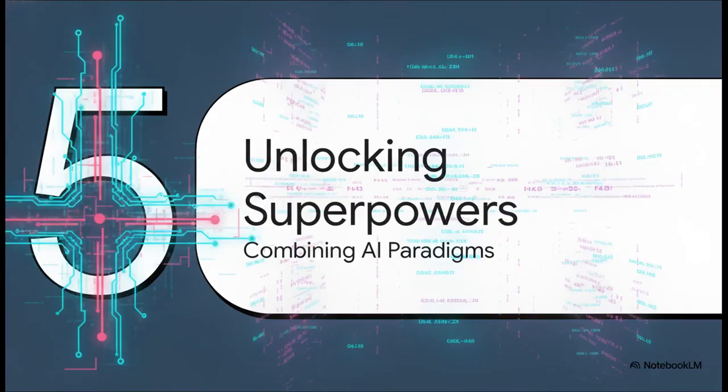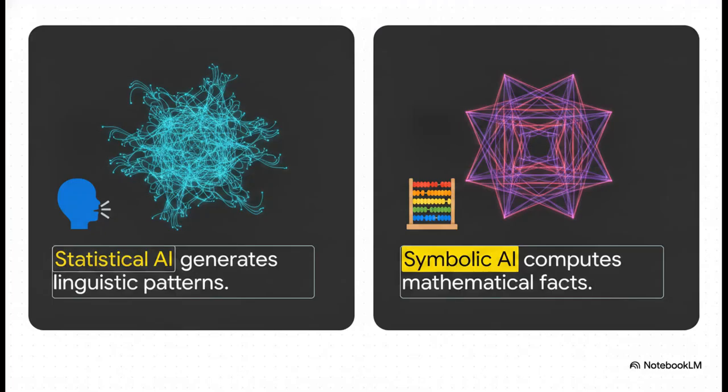Let's move on and see how this builds into Part 5, Unlocking Computational Superpowers. To see the future here, we really have to contrast two very different paradigms. On one side, we have statistical AI, like ChatGPT. It generates highly plausible linguistic patterns based on what it's read. It weaves together the statistics of conventional wisdom, meaning it sounds right, but it doesn't compute true facts.